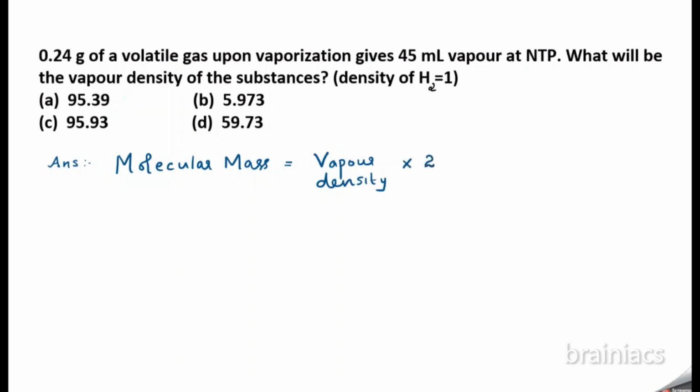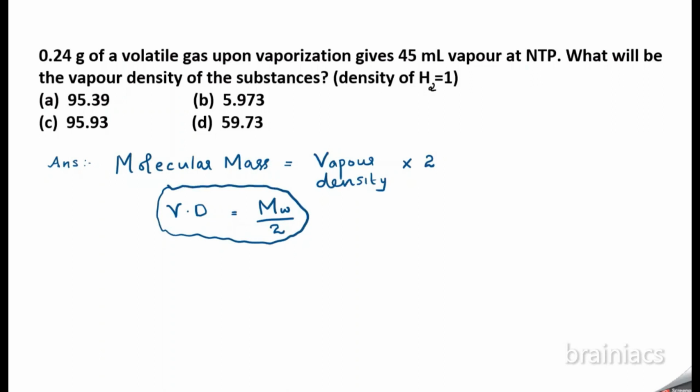So tell me from this, what is vapor density? I will use the short formula VD for vapor density and MW for molecular mass. So VD is molecular mass divided by 2. This is something you should remember, as this formula will be useful in many places. I'm not going for the derivation, I have only written the formula.